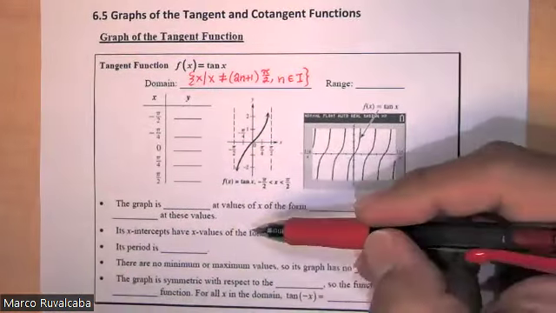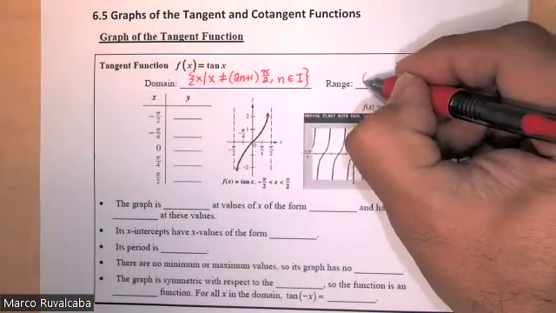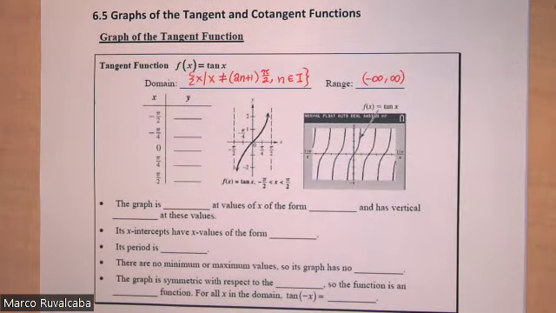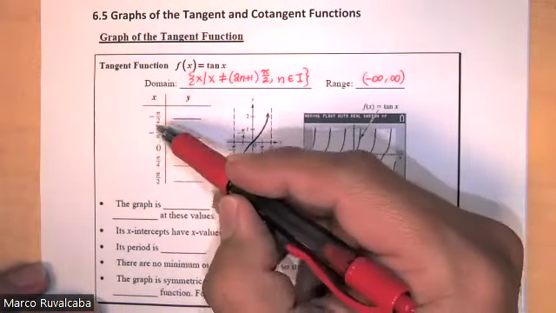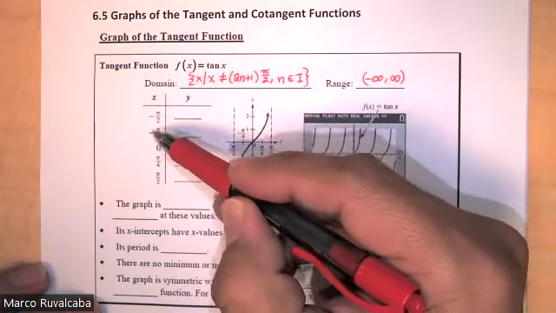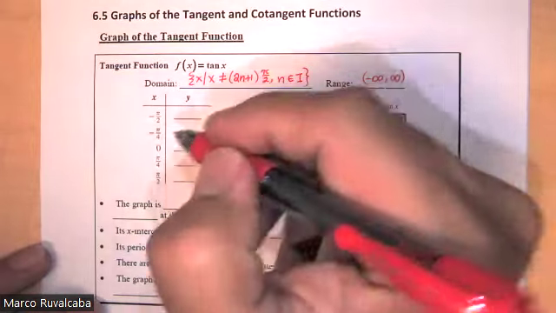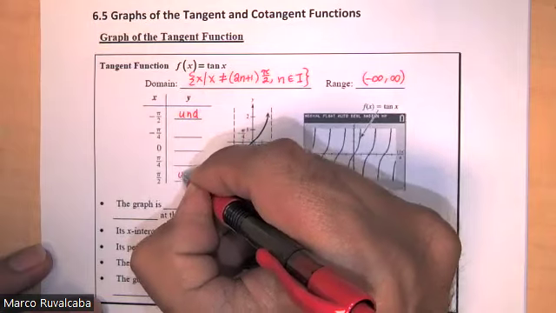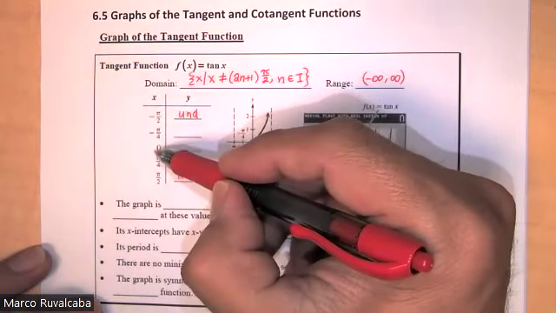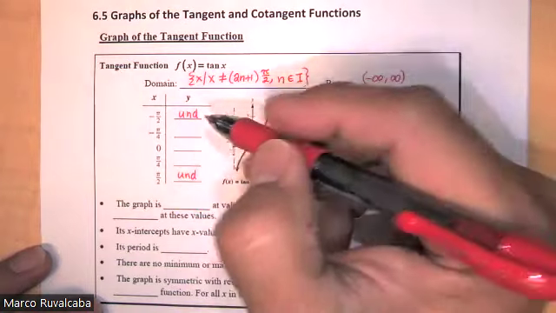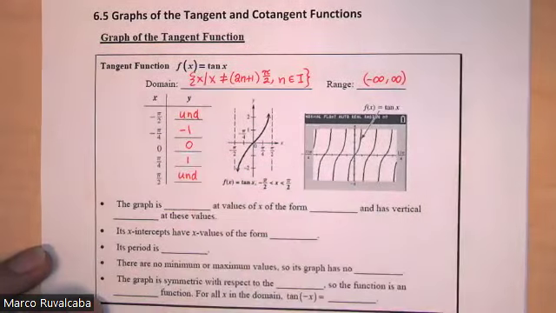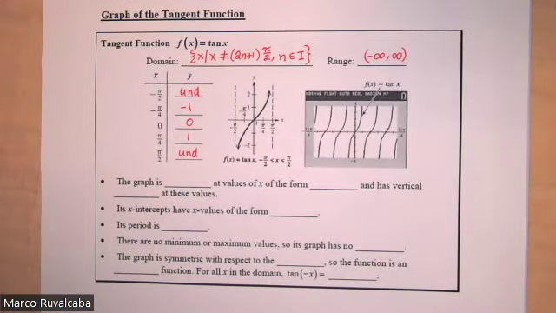And the range covers every y value, so the range is from negative infinity to infinity. If you use the sine and cosine values from the unit circle, you could figure out the function value of tangent for these five values. Remember, at the pi halves the value is undefined. But at negative pi fourths, 0, and pi fourths, the values are negative 1, 0, and 1. Those three values are what we're going to use to help us graph this function.